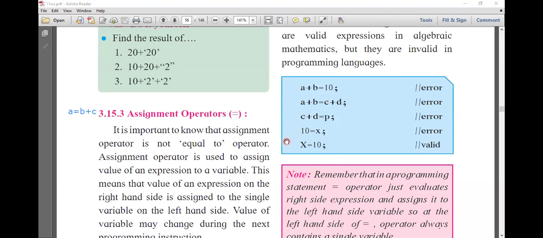Understood? Where the variable comes and where the expression comes. An expression with any symbol, with an operator, with a number of variables always comes at the right hand side, and only one variable comes at the left hand side. This is the rule of each and every programming language. You have to follow it. If you are not following it, then you will not get the desired output or you will get an error in your program. So this is the basic concept which you have to know.